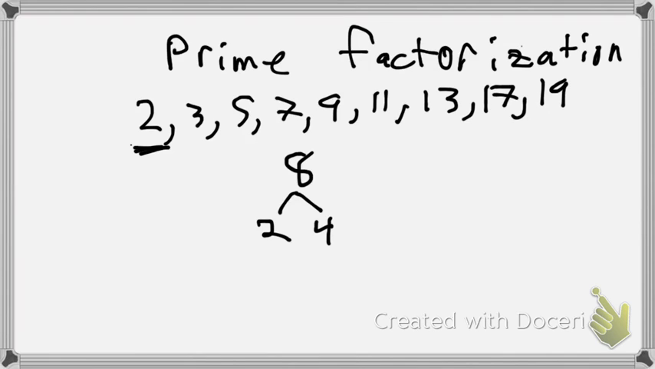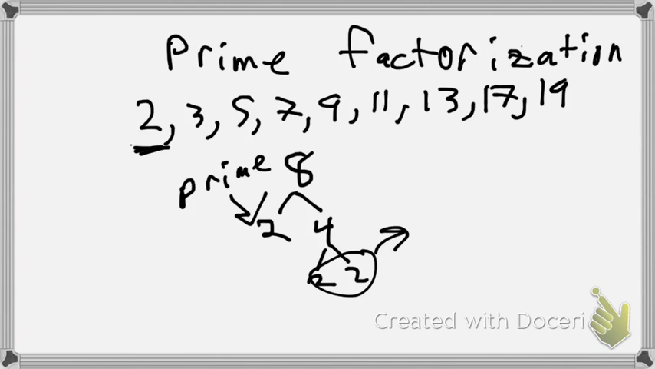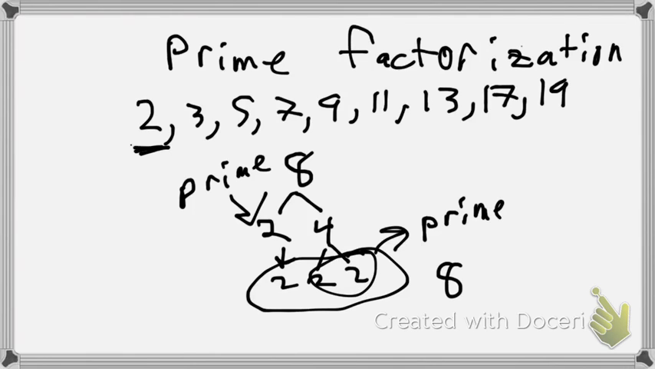So let's look at 8. 8, we pull out a 2. 8 divided by 2 is 4. 4 is not a prime number. We can still divide that by 2. So now we have 2 times 2 times 2, and those are all prime numbers. So the prime factorization of 8 is 2 times 2 times 2. Okay? Prime factorization.